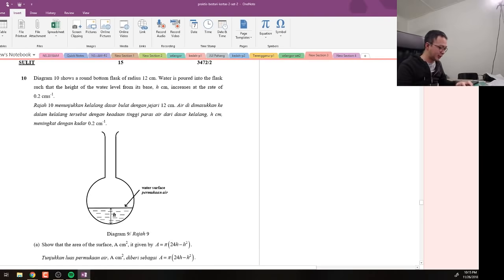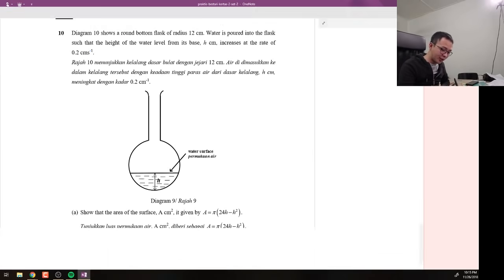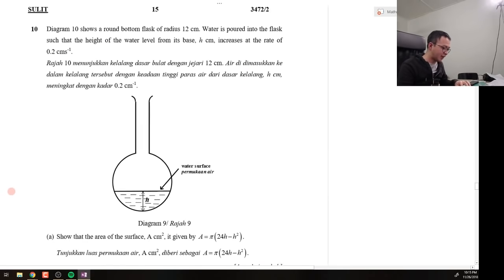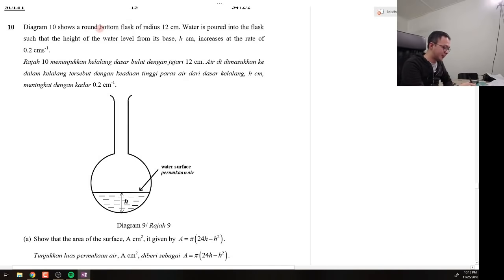Alright, so in this question you have the diagram showing a round-bottom flask of radius 12. Water is poured into the flask such that the height of the water level from its base is h. So obviously you can see the h, and it increases at the rate of 0.2. Show that the surface area is given by this.